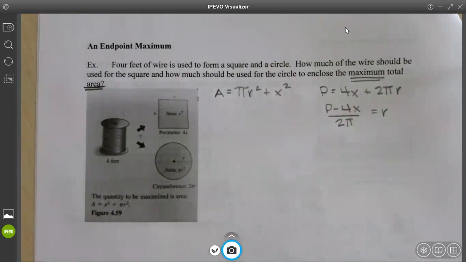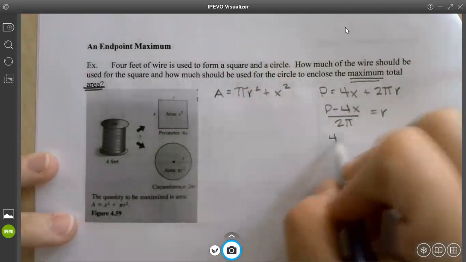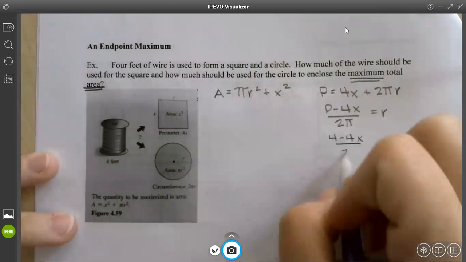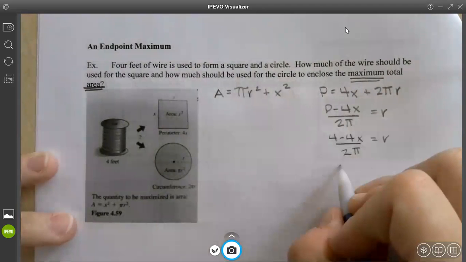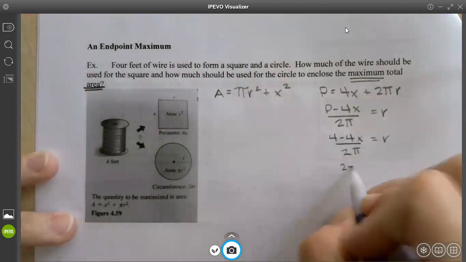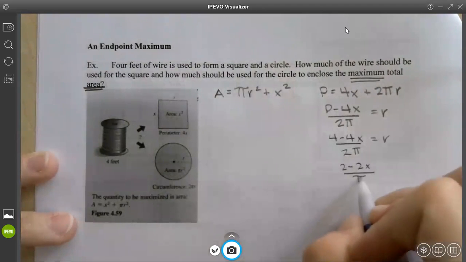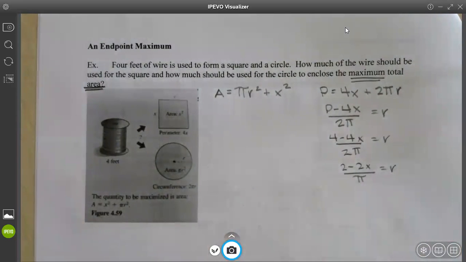But it told us something else. We have 4 feet of wire. So if I only have 4 feet, where would that go? Would that go in P, X, or R? P, because it's the perimeter. That's all I'm using it for. So this is actually going to be 4 minus 4x over 2 pi, or I could even reduce it to 2 minus 2x over pi, just to make it a little bit easier.